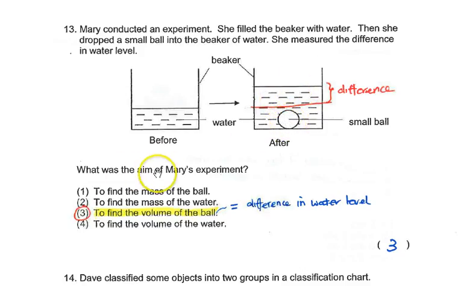Now, what was the aim of Mary's experiment? To find the volume of the ball. The volume of the ball is the difference in the water level. It means the marking over here, let's say this is 500 milliliters and this is 1000 milliliters, so the difference is 500 milliliters. The volume of the small ball is 500 milliliters. That's what she's trying to determine.